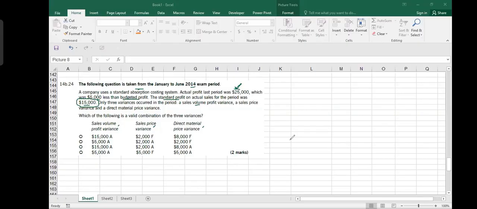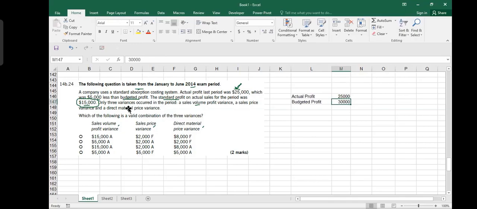Okay, very simple question. You just need to pay attention to numbers. They told us that our actual profit was 25,000. And they said that it is 5,000 less than the budgeted profit. So it means that your budgeted profit was 30,000. We can assume, because it said that actual profit was 25. Remember your operating statement, you start with the budgeted profit and actual profit, the difference between them.